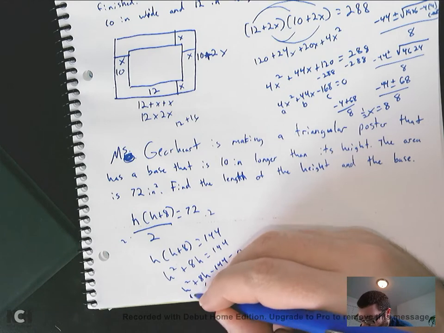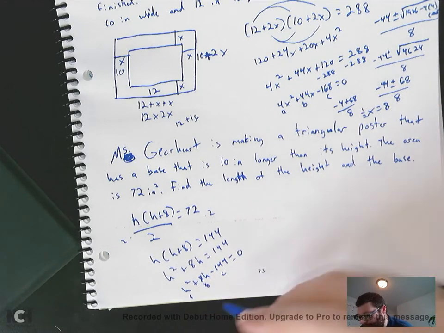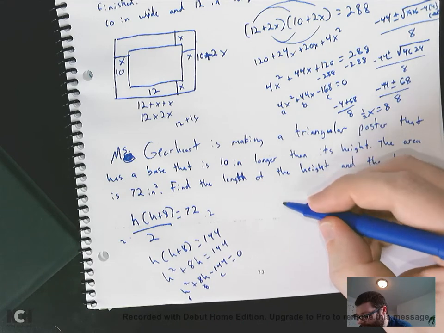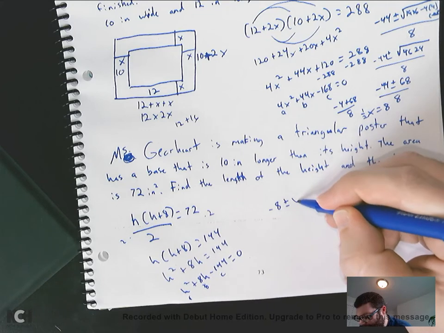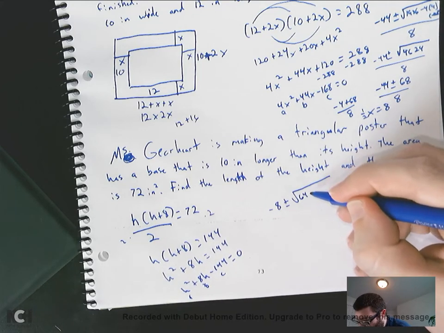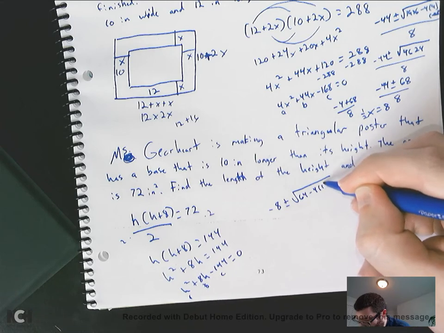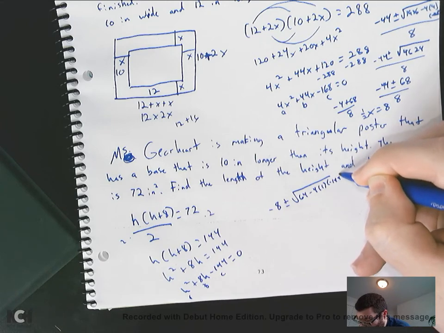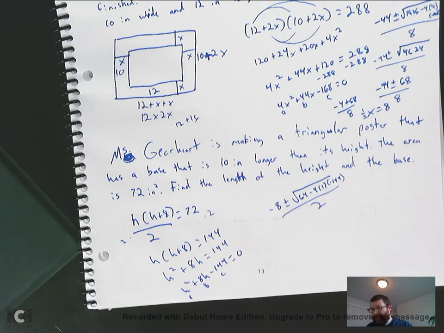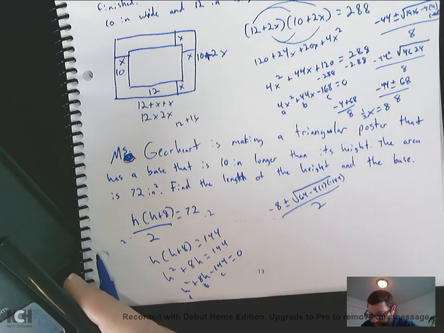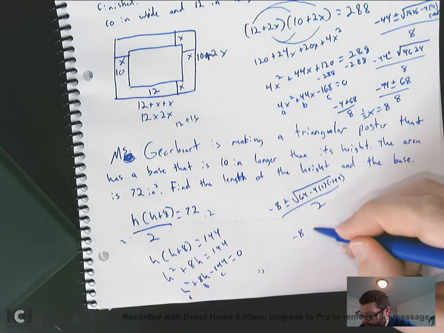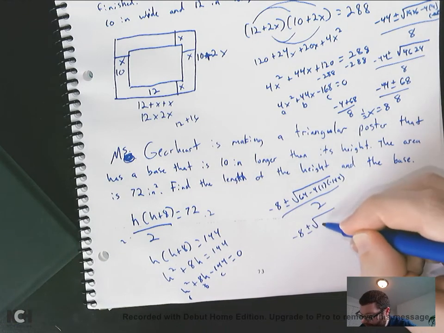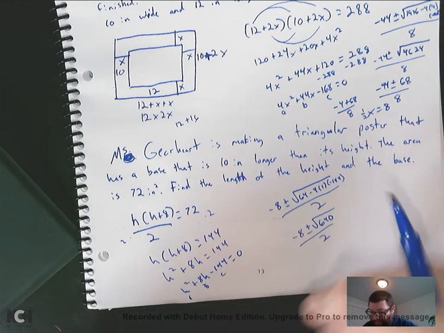So we have A, B, and C, right? A is 1, B is 8, C is negative 144. So set it up, it would be negative 8 plus or minus the square root of 64 minus 4 times 1 times negative 144 all divided by 2. Okay, so negative 4 times negative 144 is 576 plus 64 is 640. So I have negative 8 plus or minus the square root of 640 all divided by 2.